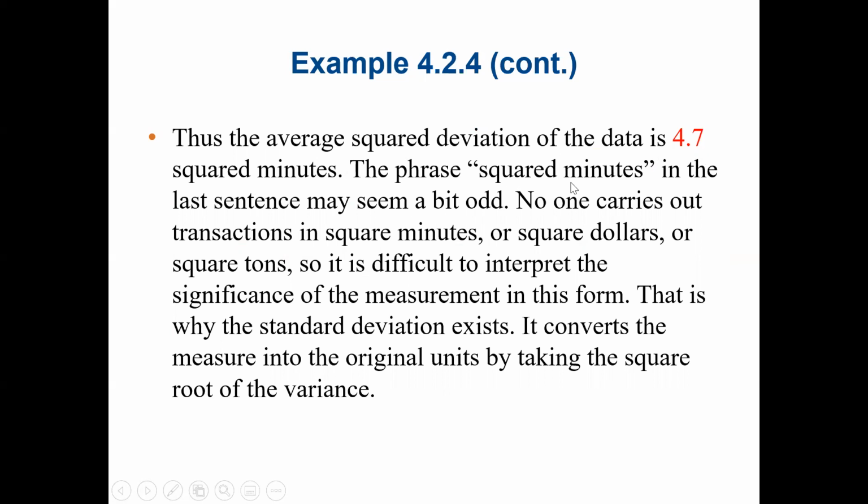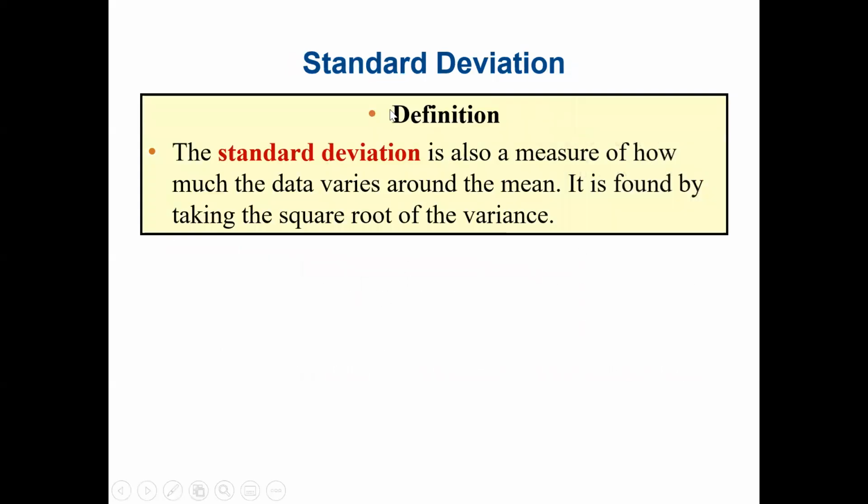So the phrase square minutes in the last sentence may seem a bit odd because no one carries out transactions in square minutes or square dollars or square tons. So it's very difficult to interpret the significance of the measurement in this form. So this will lead us to find the standard deviation. The standard deviation is the square root of the variance. So in this case, instead of saying square minutes, we are going to say minutes. So let's see the standard deviation.